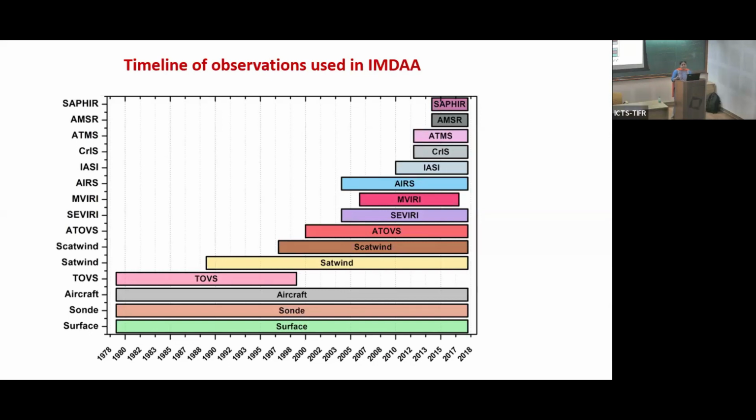We didn't use the INSAT radiances, because in the operational use also we didn't see much improvement due to the assimilation of the INSAT radiances. So we didn't use those data in the reanalysis.